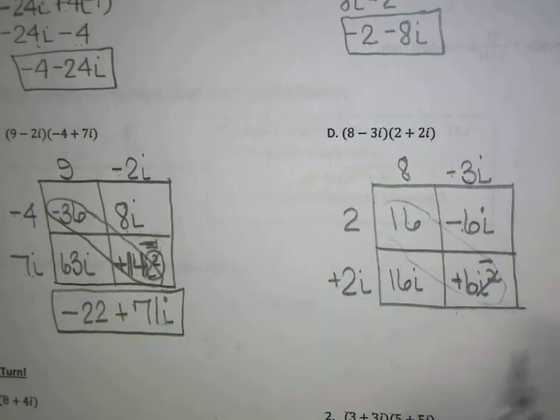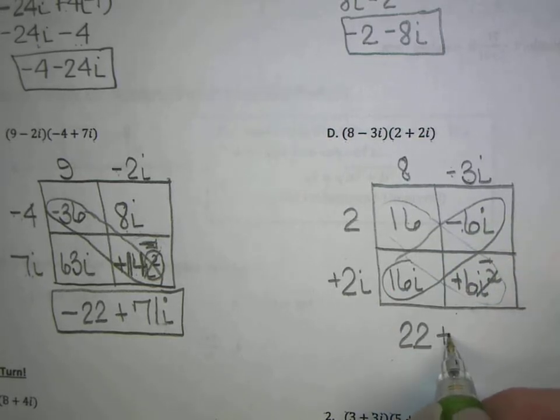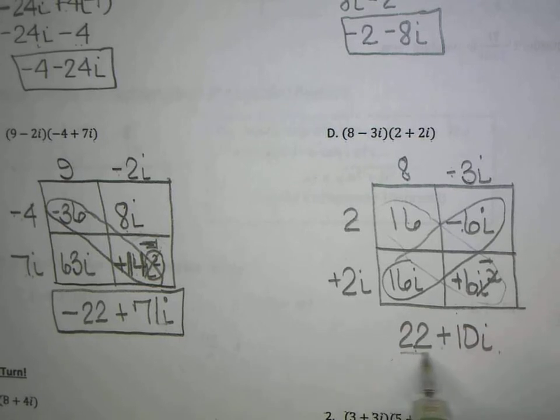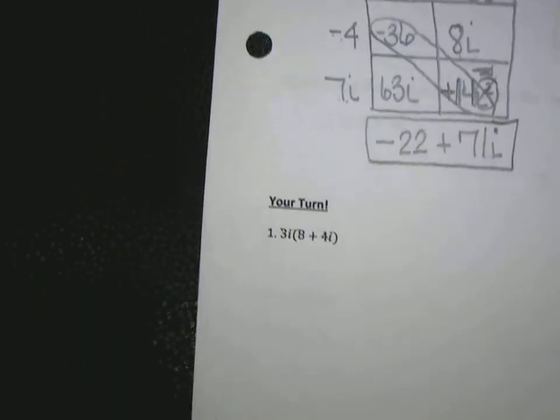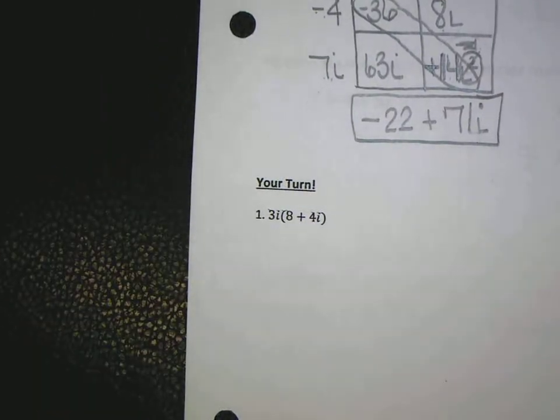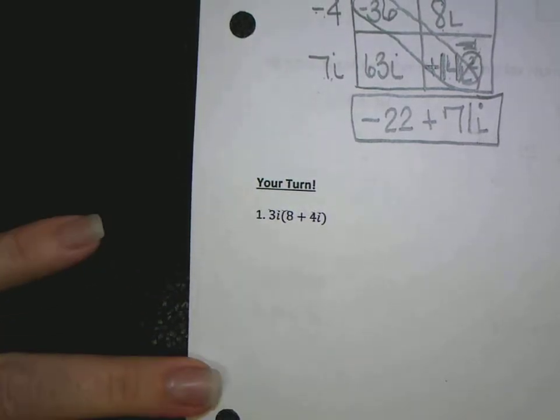16 plus 6 is going to give you a 22. 16i and a negative 6i is going to give you a positive 10i, because this is standard form, a plus bi. Real part, imaginary part. And there's your answer. Okay, I just gave you 2 here. Shouldn't be too difficult for you, hopefully. Biggest thing is remember that i squared equals negative 1. Okay, go ahead and hit pause and work this problem out, and when you're ready, hit play.